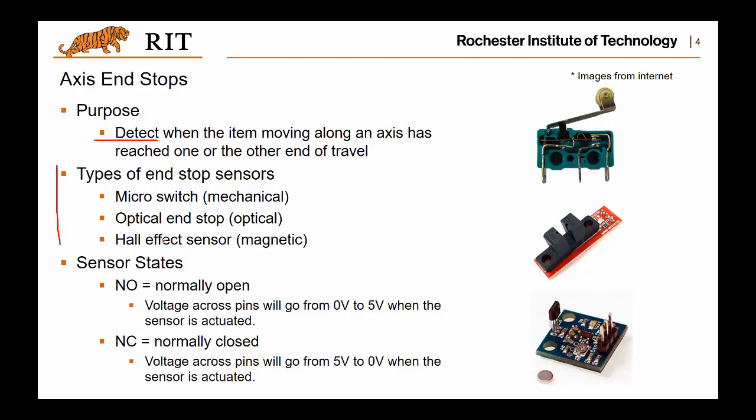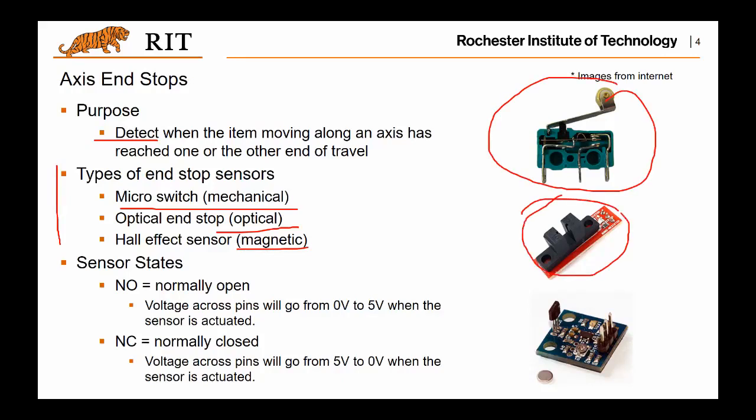And there are different types of sensors. We have the mechanical ones, optical ones, and magnetic ones. If you look at those figures, it gives you some idea about how this could be, right?